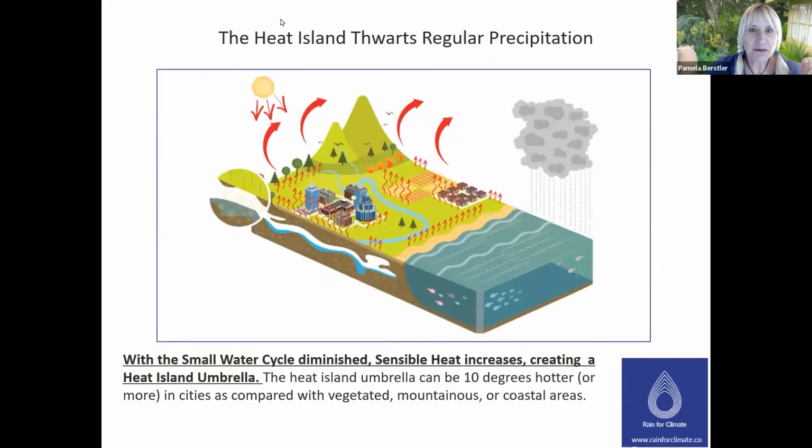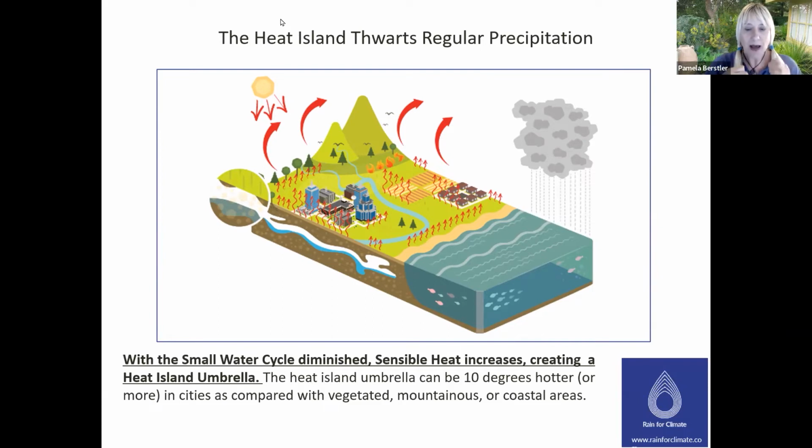All right. So the way that we can describe this is that because we no longer have a functioning small water cycle, our land areas are absorbing heat but ending up reflecting it back, because they're built environments instead of vegetated environments. So they're not absorbing it into the plants and into the soil. They are reflecting it back into the atmosphere.